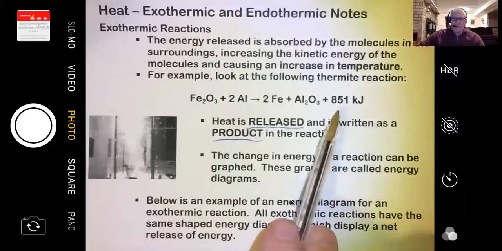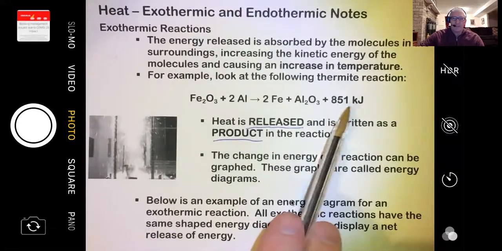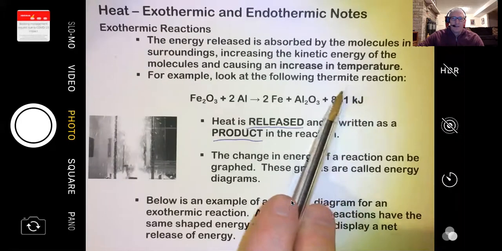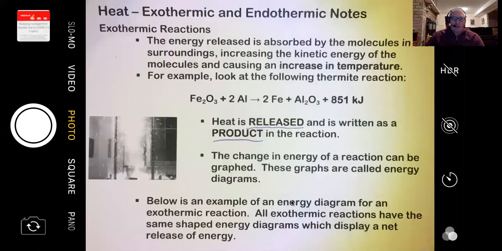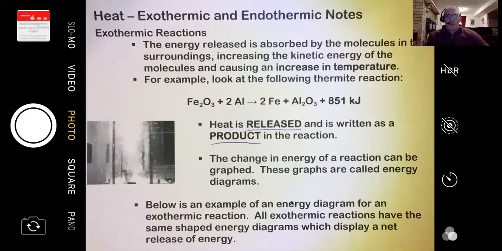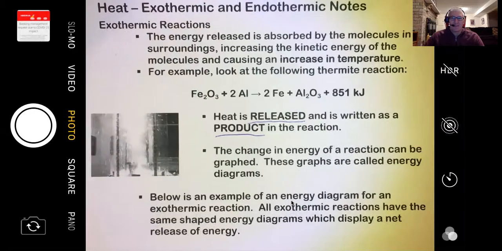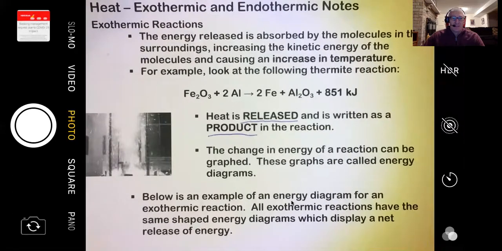So that means that it's going to be over here on the right-hand side. So if you see this energy term, this unit of energy popping up over here as a product, it's definitely an exothermic reaction. So if we were to put a temperature probe or thermometer on this type of reaction, we would see an increase in temperature, because as the reaction proceeds, energy is given off.